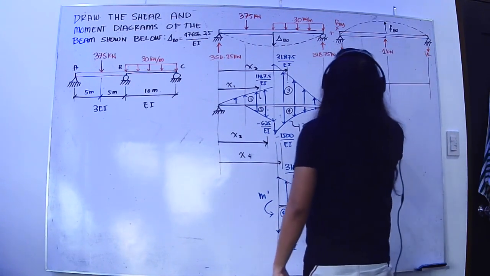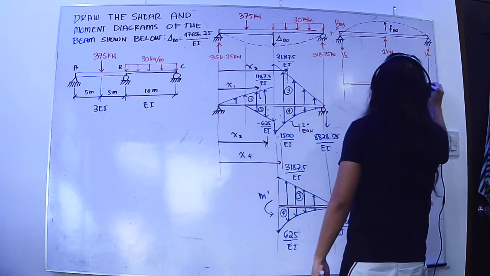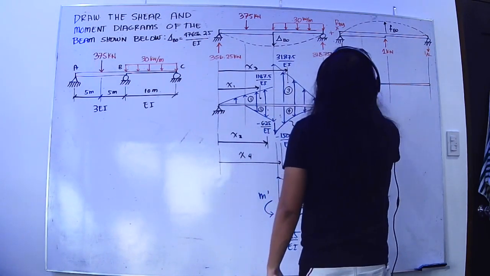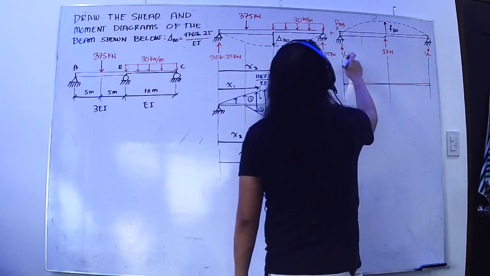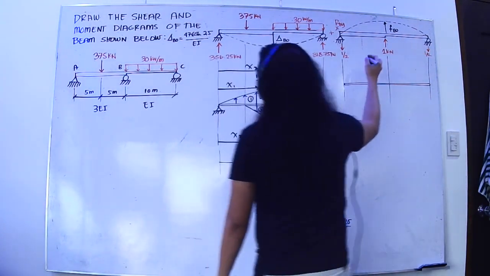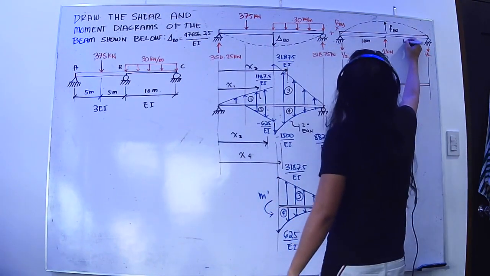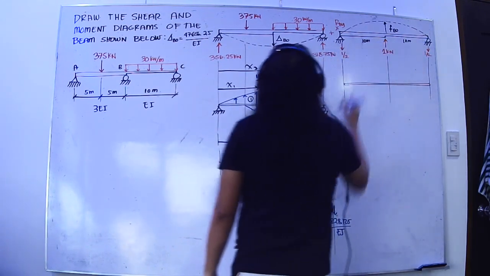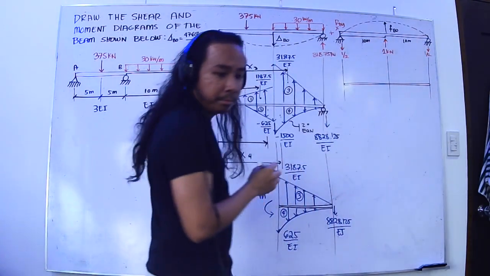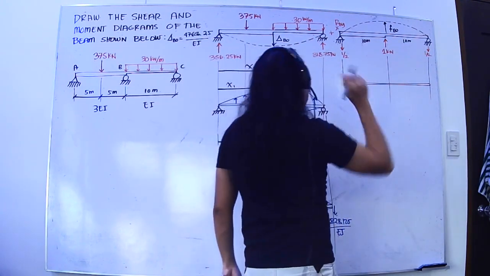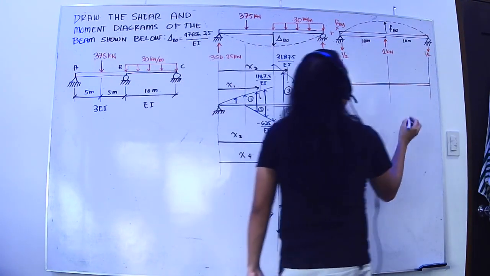I believe this is 1 over 2 times how much here. This is 10, right? 10 meters by 10 meters. But we have to keep in mind that this is 3 EI. Okay? So 1 half times 10, that is 5. Divided by 3 EI, that is 5 over 3 EI.